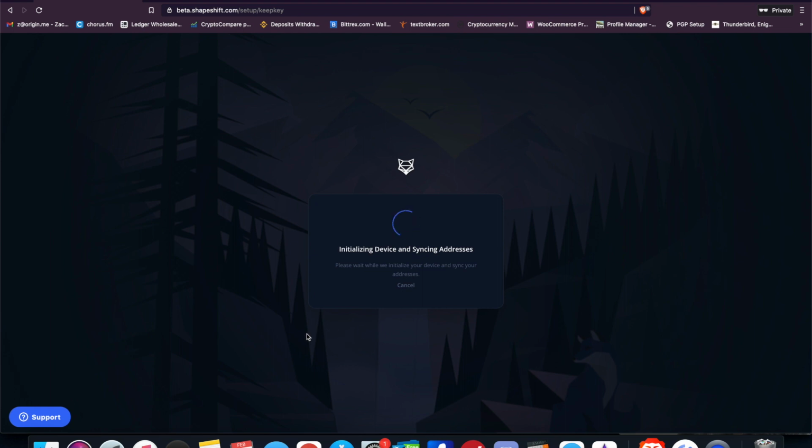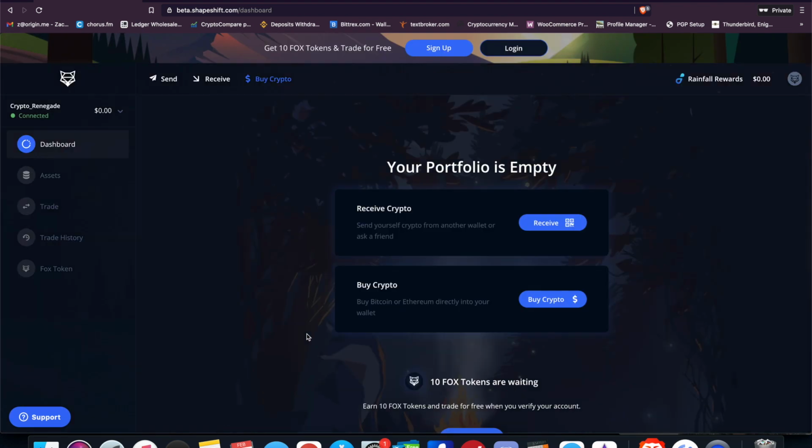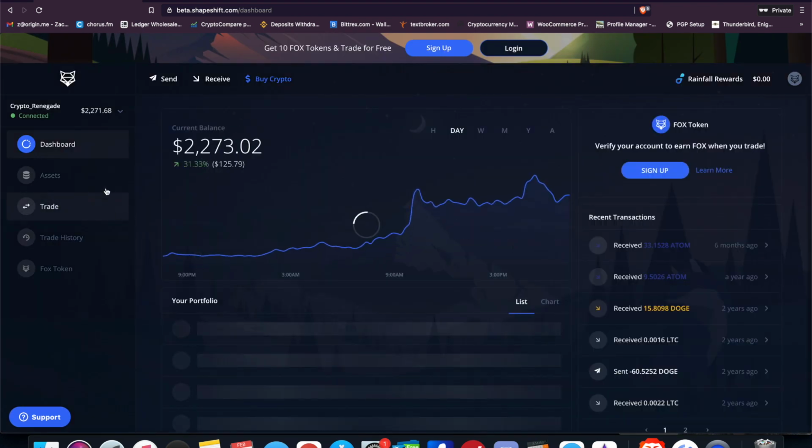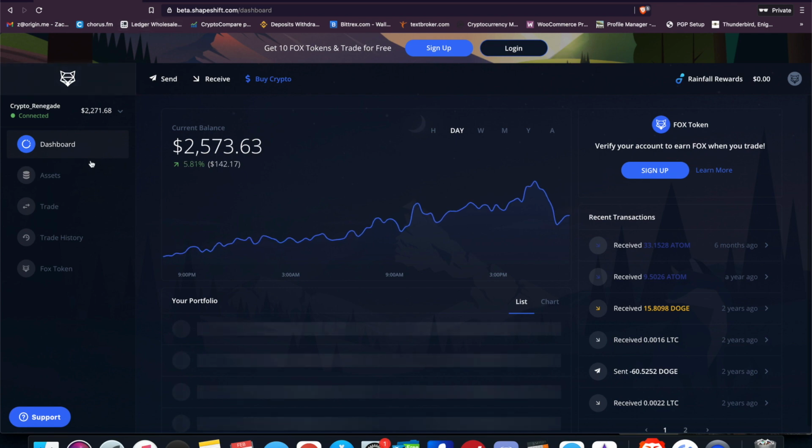I actually have multiple KeepKey devices. I just like the interface, I like the platform, and I diversify my crypto across multiple hardware wallets. So let's see which hardware wallet I grabbed today. Okay, so on this wallet, I happen to have a little over 2,500 bucks on it today.